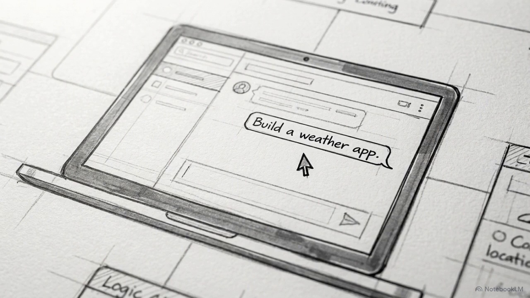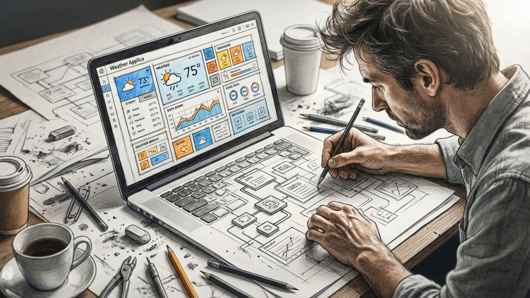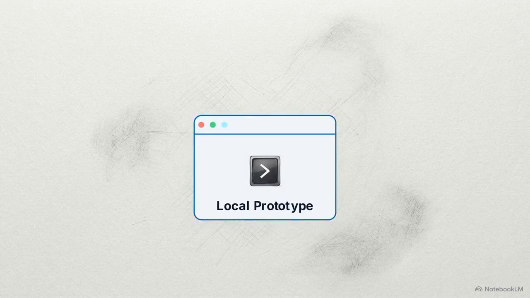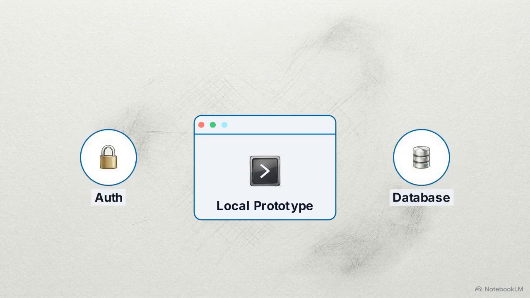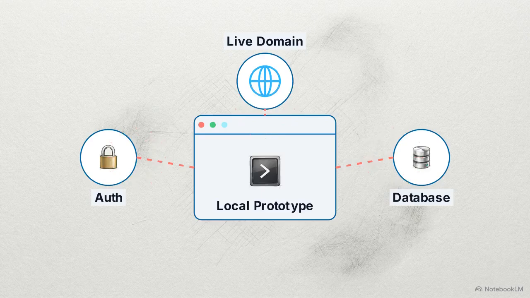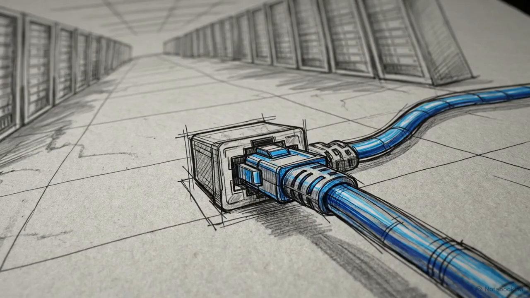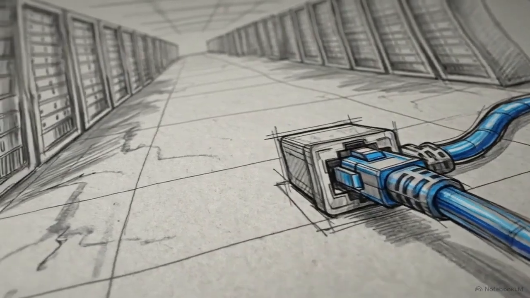You paste a prompt into an AI, wait a few seconds, and suddenly you have a working prototype running on your own computer. It feels powerful. But when you try to take that local demo and add user authentication, connect a database, and ship it to a live domain for actual users, progress stops. The code conflicts pile up and the prototype stalls. Local demos collapse under the weight of real-world requirements.